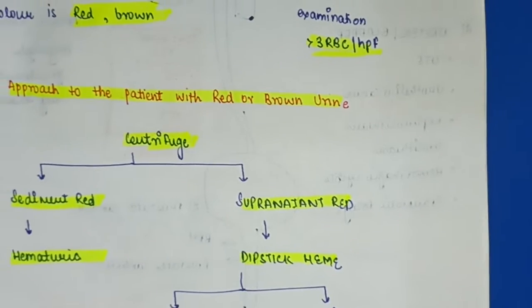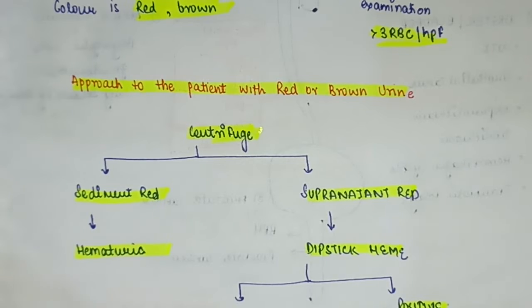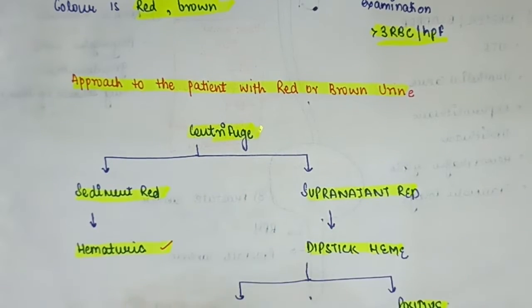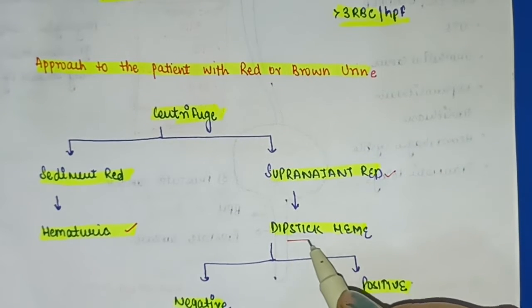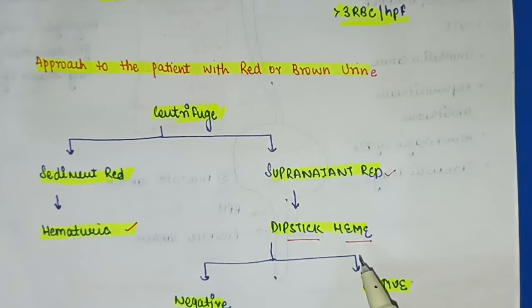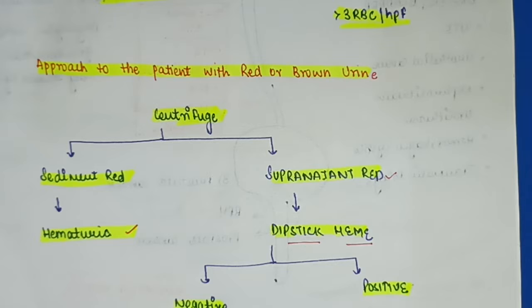So first we will centrifuge the urine sample. If the sediment is red, it is hematuria. If the supernatant is red, then we will do a dipstick test for heme. If the dipstick test is negative for heme, then it rules out myoglobinuria, hemoglobinuria and hematuria. If the dipstick test is positive, then it can be hematuria, myoglobinuria or hemoglobinuria, as the dipstick detects free heme.